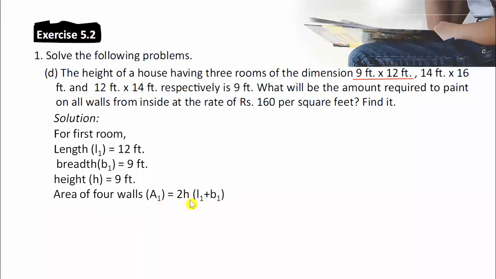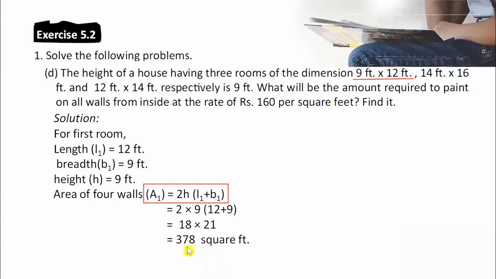Area of 4 walls is equal to 2h bracket L plus B. This A1 is used for first room, otherwise it is A is equal to 2h bracket L plus B only. Remember this formula. Now put values. 2 into value of H is 9, L1 is 12, B1 is 9. And simplify 12 plus 9, 21, 18, 2 9 18 into 21, it is 378 square feet.